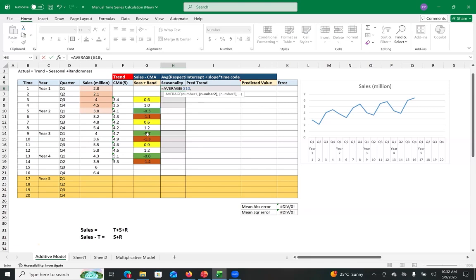The next quarter 1 value, that is this green value. The more data points I have, the better my average is going to be. Obviously, with just 3 data points, the residuals will not cancel out each other. But we are just doing it from a learning perspective, so we will assume that it will cancel out, and this is what the seasonality component is.